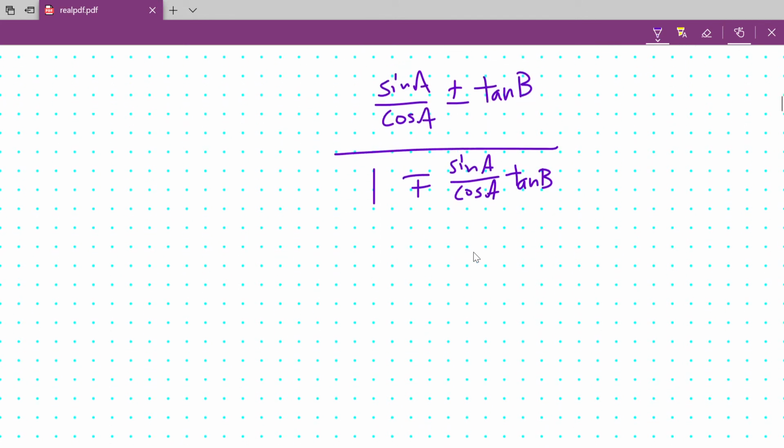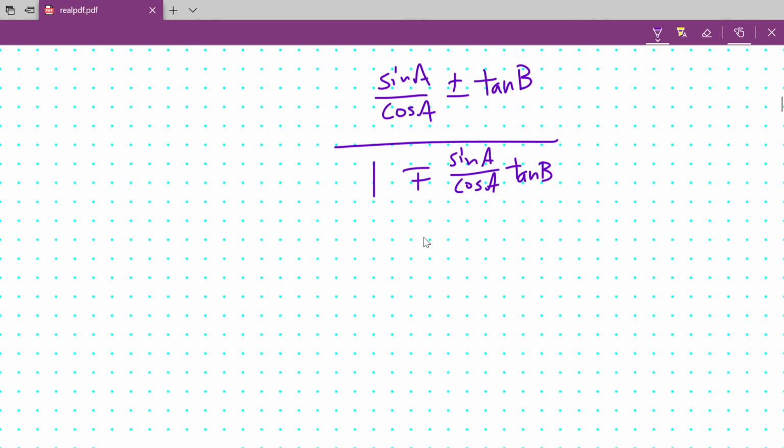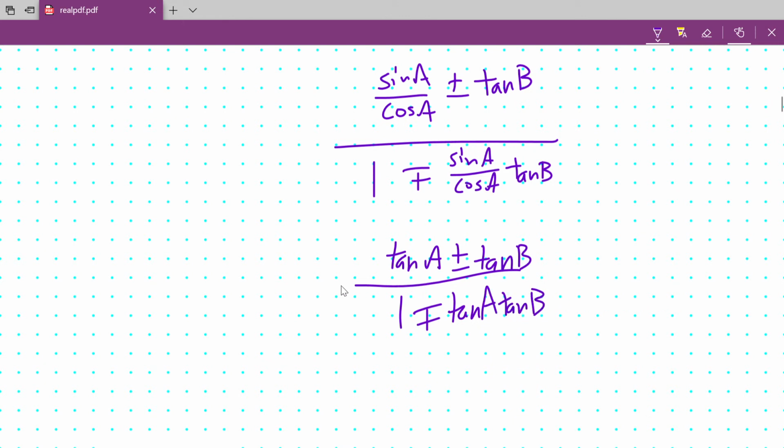And of course, you can see the next step in this process is to just turn these sine a over cos a terms into tangent a terms. So you have tan a plus or minus tan b, divided by 1 minus or plus tan a tan b. And this is our final answer for what tan(a plus or minus b) is.